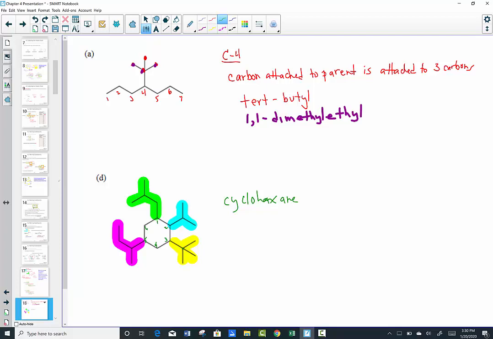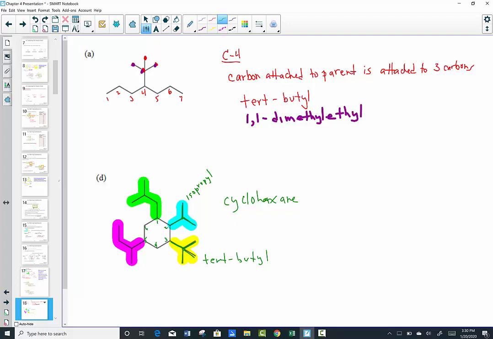Here is a carbon attached to the parent, attached to 3 other carbons. That's a 4-carbon branch. We recognize that as tert-butyl. Here is a carbon attached to the parent, attached to just 2 other carbons. Notice that that's attached at the 2nd carbon. You need to recognize that as isopropyl.